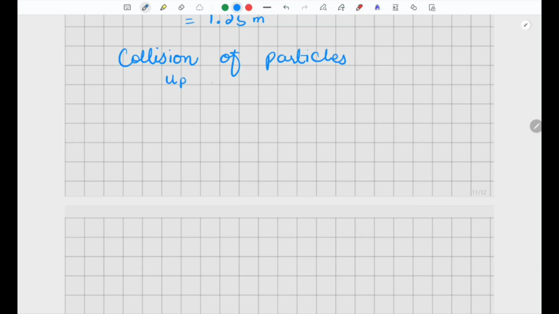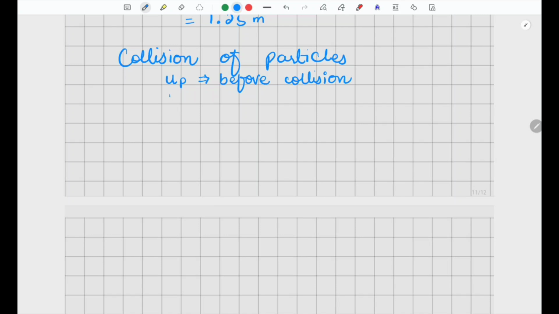Velocity of P before collision, okay, before collision, the particle P velocity. The velocities that we found previously were for particle P when it was passing through point P, and for particle Q when it had moved 0.5 meters ahead of P. But now the velocities that we need to find are just before colliding.